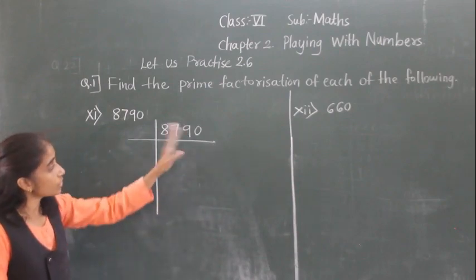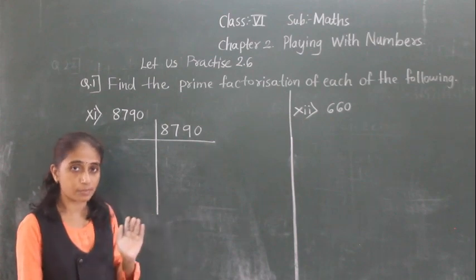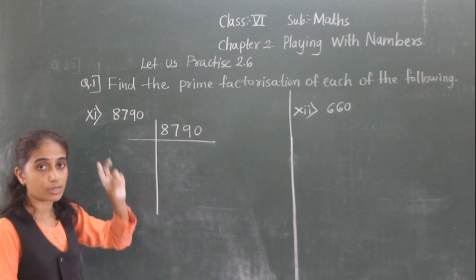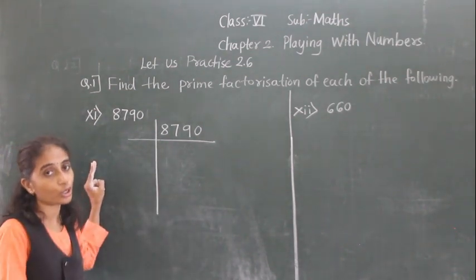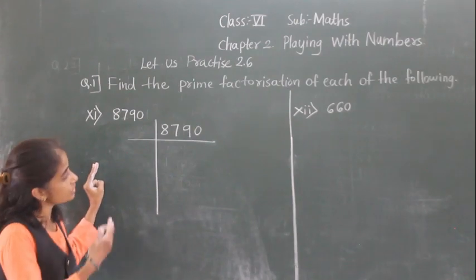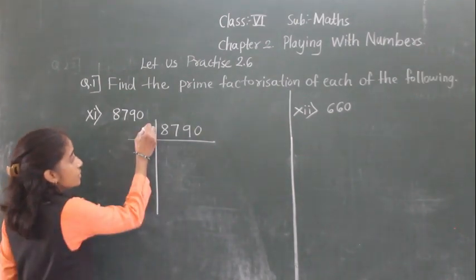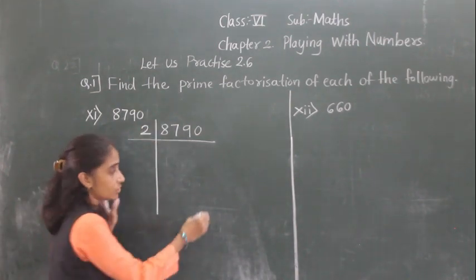So now check, with which number are we going to divide? We are going to start with the smallest prime number. 2 is the smallest prime number. Check if it is divisible by 2 or not. Yes, it is divisible by 2 because the ones place is 0. Now this number is big, so I am showing you the division.